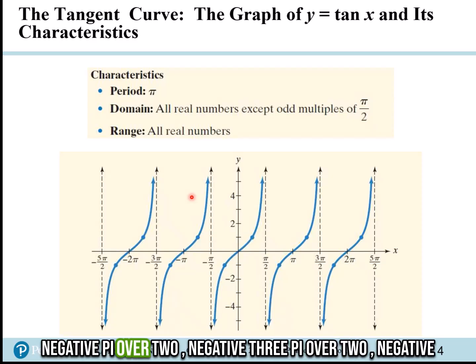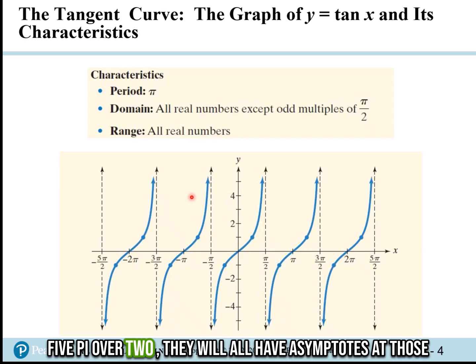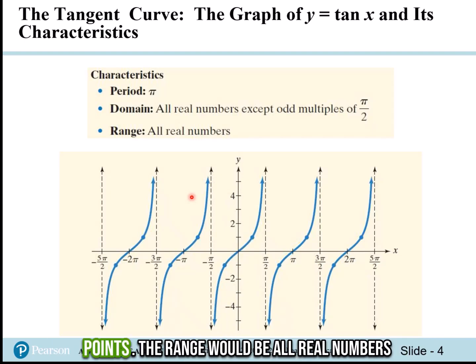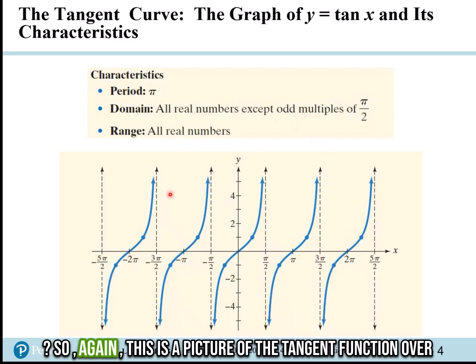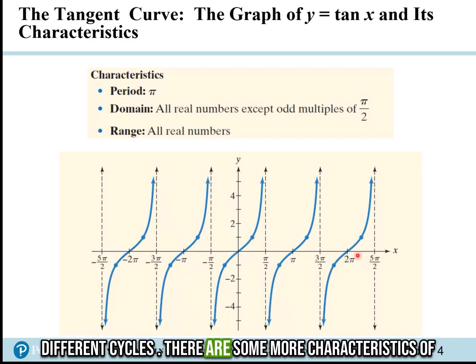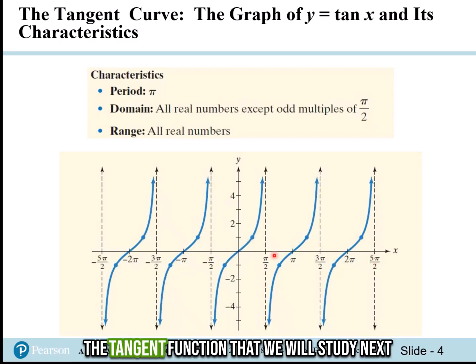So negative pi over 2, negative 3 pi over 2, negative 5 pi over 2, they will all have asymptotes at those points. The range would be all real numbers. So again, this is a picture of the tangent function over different cycles. There are some more characteristics of the tangent function that we will study next.